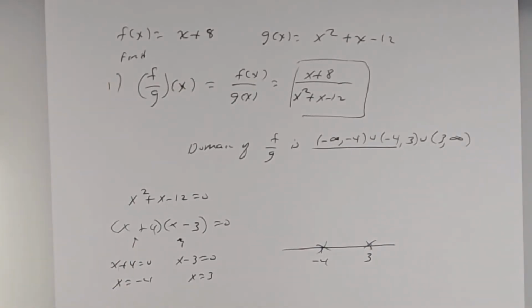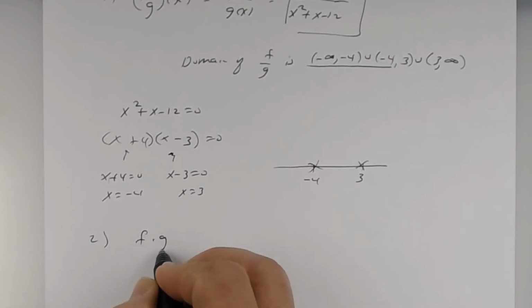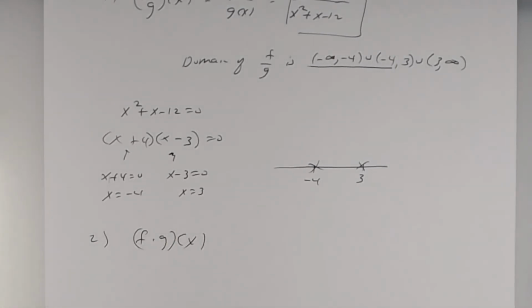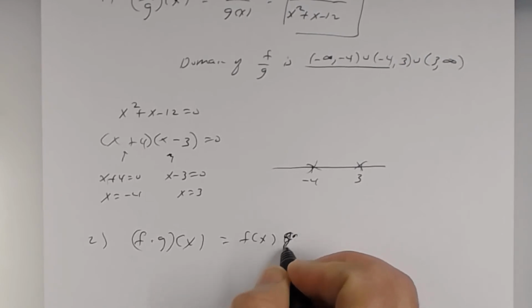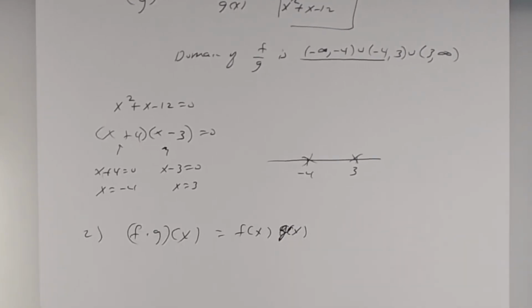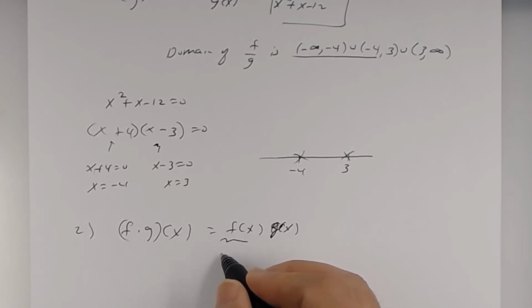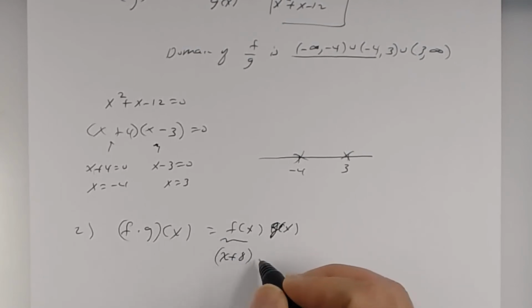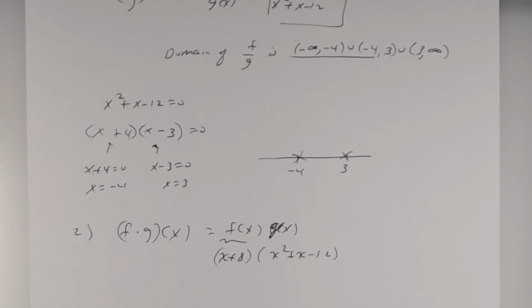Okay, so number 2, let's suppose I want to find the product. Let's find the product. All right, what does f times g at x mean? f of x times g of x, right? And what is f of x? x plus 8. I put that in parentheses. And what is g of x? Yep. All right, so x squared plus x minus 12.